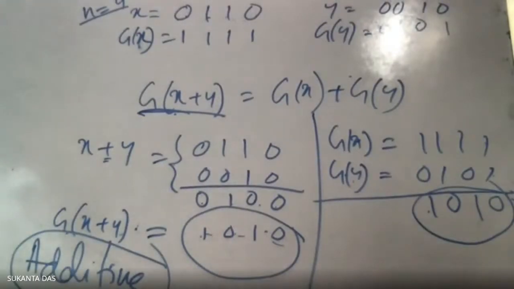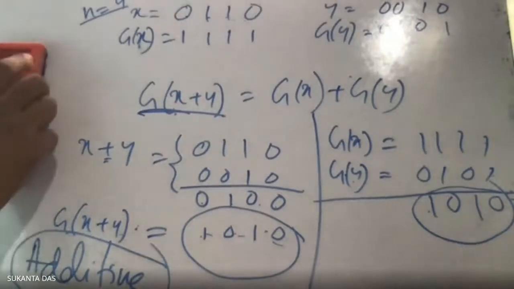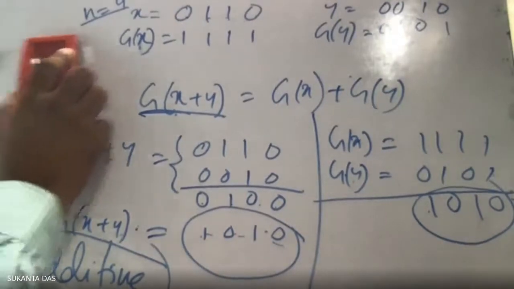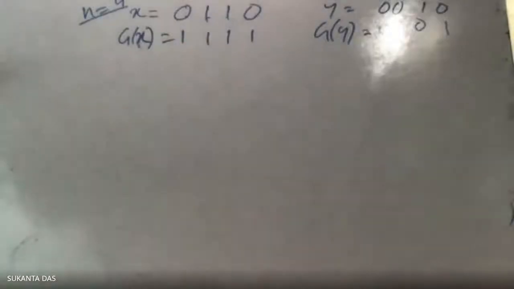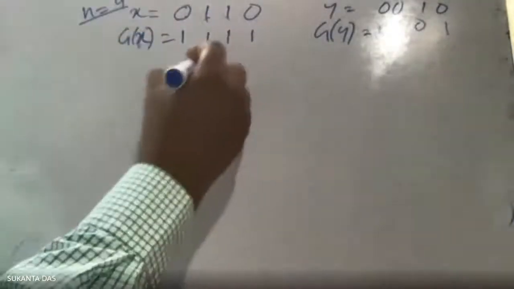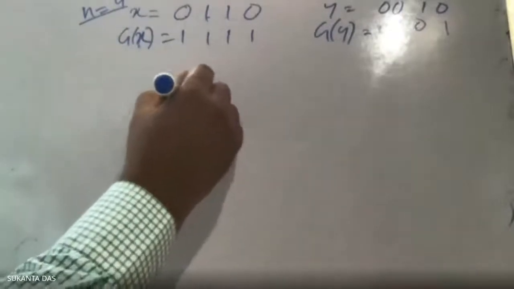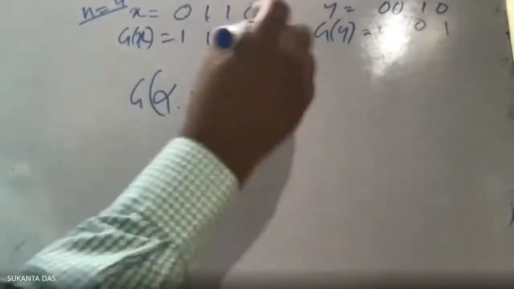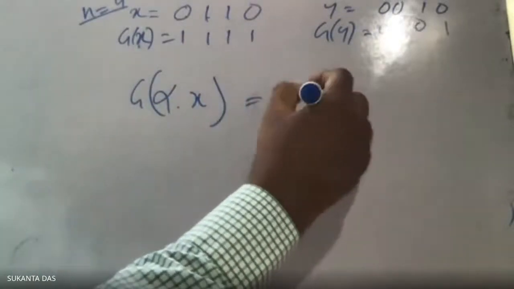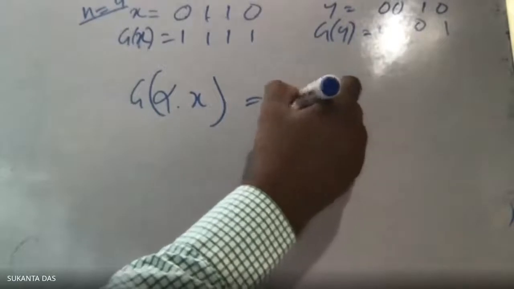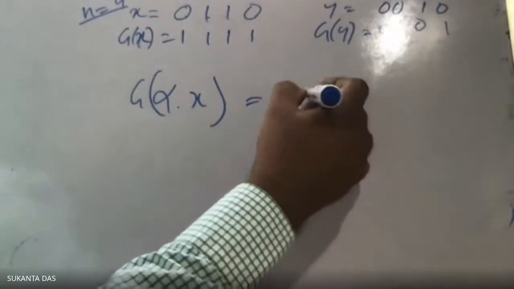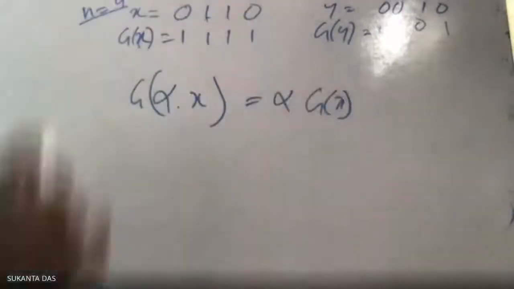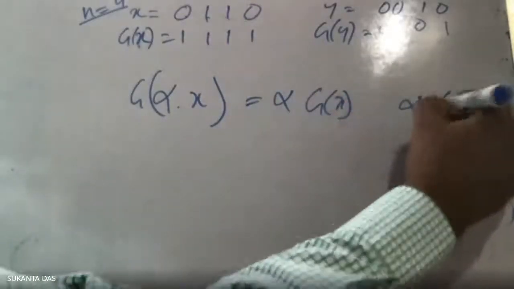The next condition is homogeneity. Homogeneity means g of alpha into x is equal to alpha of gx, where alpha is either 0 or 1.